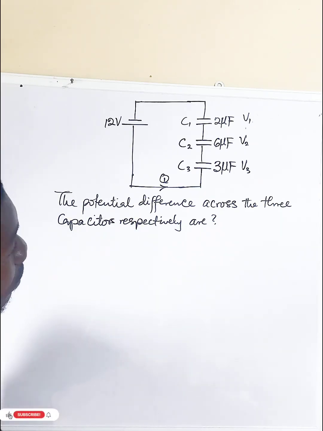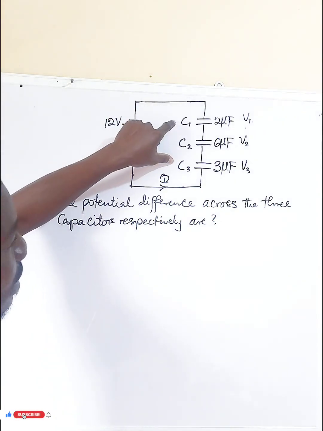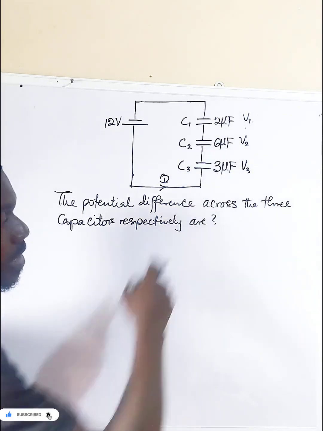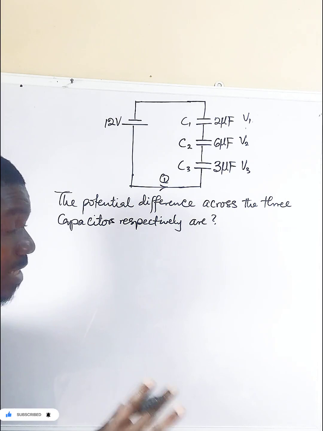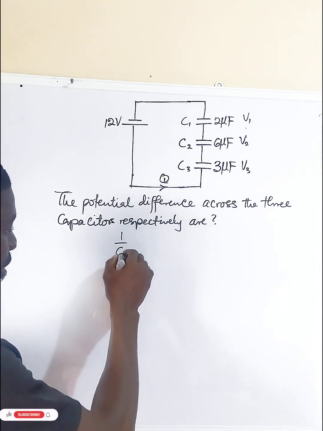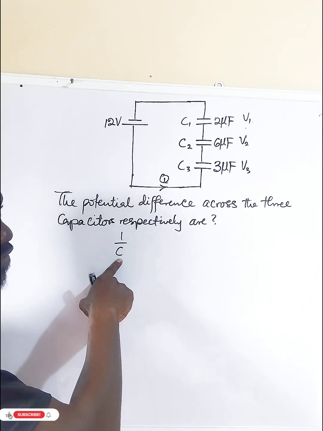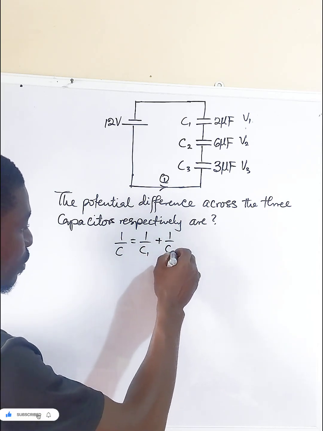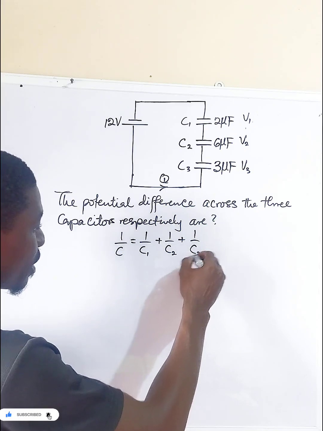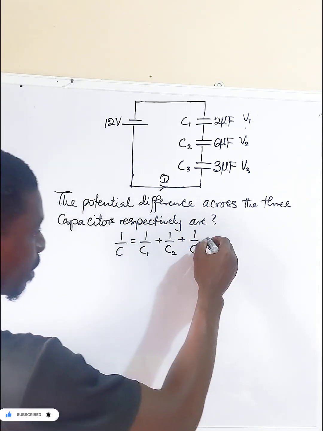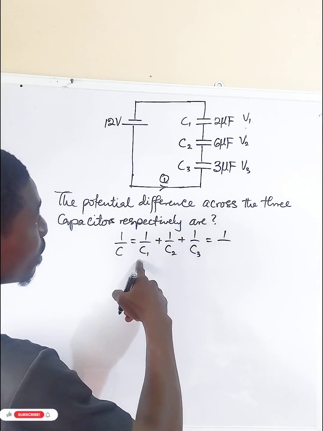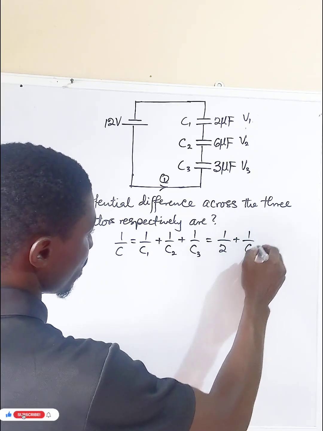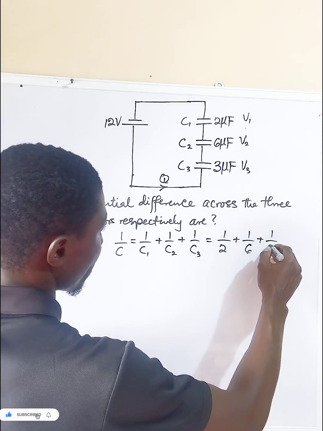First of all, what we need to do here is to find the circuit charge. Let us first find the effective capacitance of the circuit. Since these three capacitors are in series, we have 1 over C, where C represents the effective capacitance, equals 1 over C1 plus 1 over C2 plus 1 over C3. So we have 1 over 2 plus 1 over 6 plus 1 over 3.